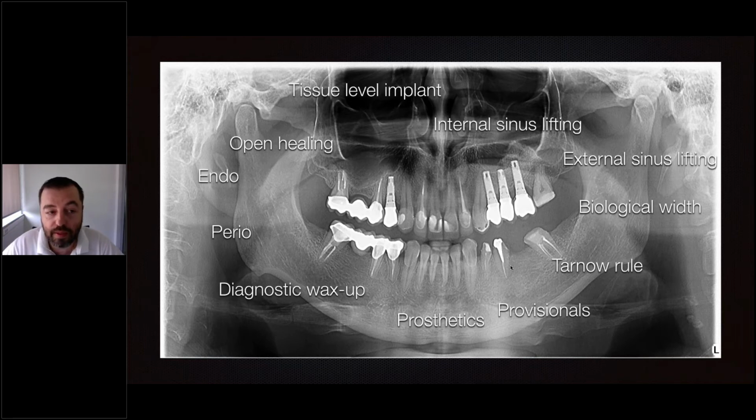So we did, in this case, everything that you see here, like we started with open healing, we used tissue level implants, internal sinus lift, and external sinus lift. We respected the biological width and then external rule for generating and regenerating the papillas, with both provisional and final prosthetics that respected the exact function.